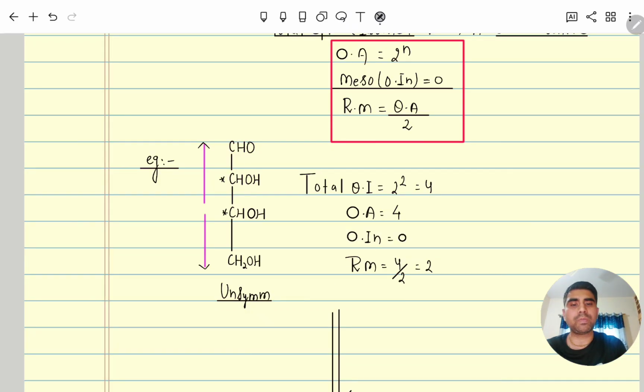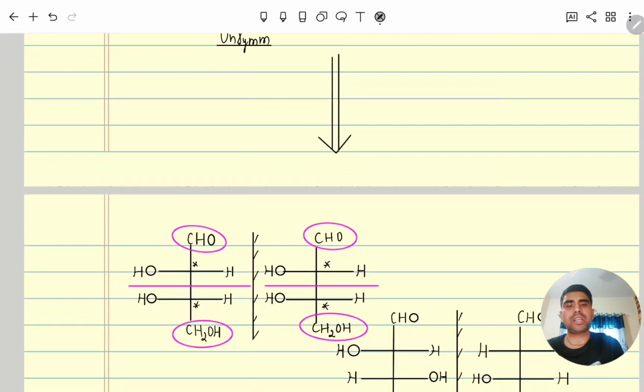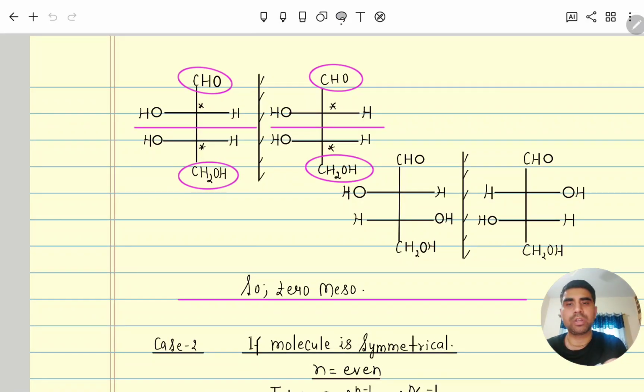That means 2 enantiomeric pairs. Like here we can see the same molecule, CHO, CH2OH, HOH, HOH. So it does not have a plane of symmetry. Similarly, this also does not have a plane of symmetry.